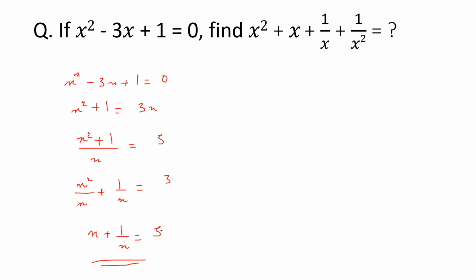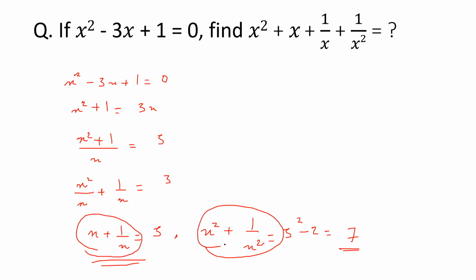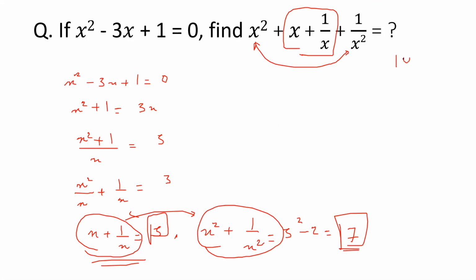If x plus 1 upon x is 3, we know that x square plus 1 upon x square will be 3 square minus 2. Okay, 9 minus 2 is 7. Right? So now what does the question ask? The question is asking for the summation of these two, right, guys? They're asking you x plus 1 upon x and x square plus 1 upon x square, their summation. Look, x plus 1 upon x is this, and here they have x square plus 1 upon x square, right? So the answer obtained should be the summation of the right hand sides, 3 plus 7 is equal to 10.